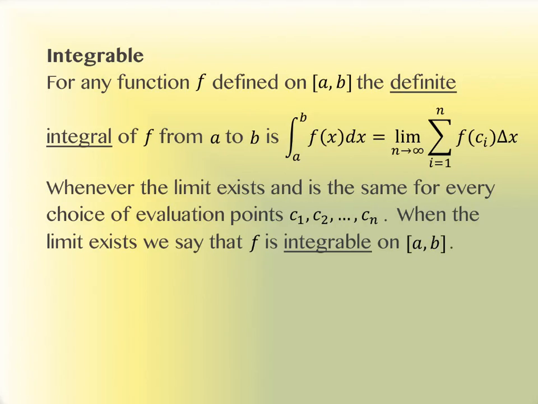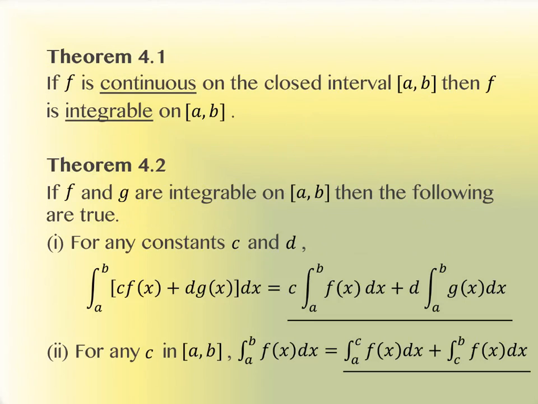And when that limit exists, we call f integrable on AB. That is, we are able to find an integral of it. You've heard the phrase differentiable before, right? Meaning able to find a derivative. Same idea. So one of the ways that we can find out if a function is integrable is whether or not it's actually continuous. And that's our first theorem.